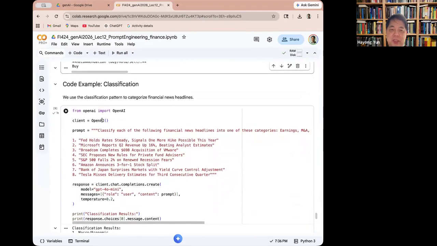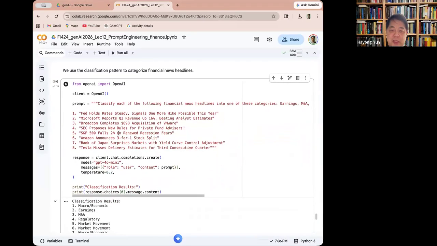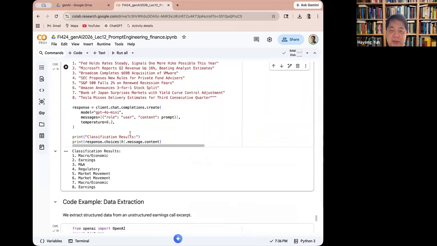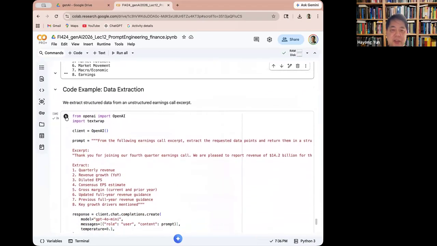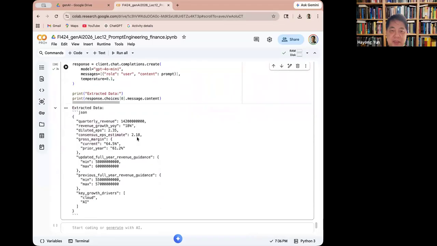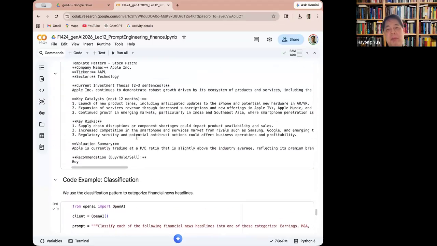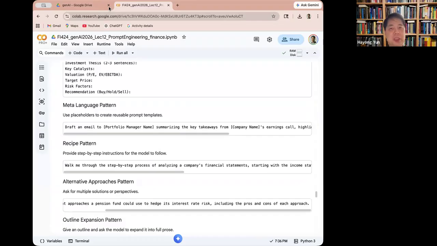Or code example of classification: classify each of the following financial headlines into the categories of this. And then, or data extraction pattern. Okay, so you can see there are many ways the prompting can be done to sharpen your needs. Okay, thank you for watching this episode.